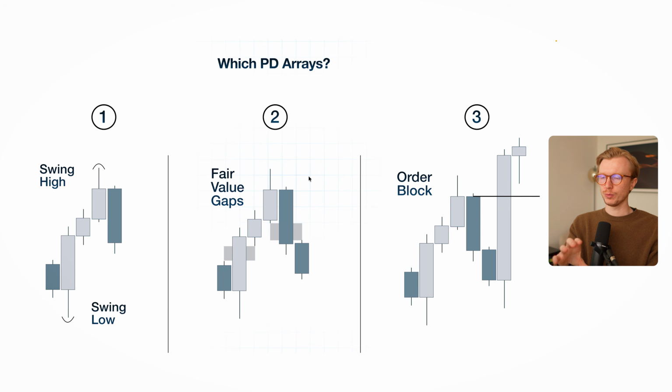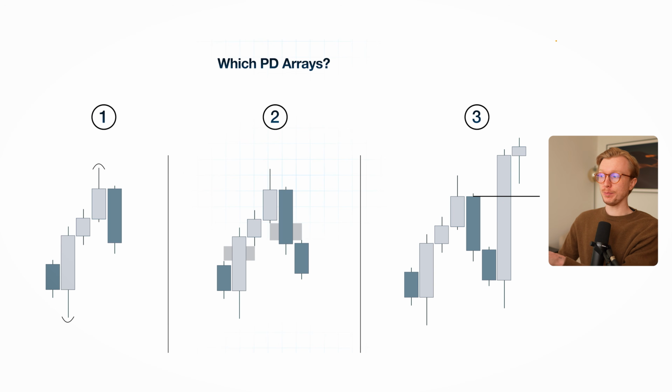But to fully understand what we are going to talk about and to, well, be on a straight line with each other, it's very important to understand how we actually refer to these PD arrays as well, or what does PD array even stand for? So we move on right here. We have those same PD arrays that we just talked about, right? We have the swing points on the left, we have the fair value gaps in the middle, and the third one is that order block right there.